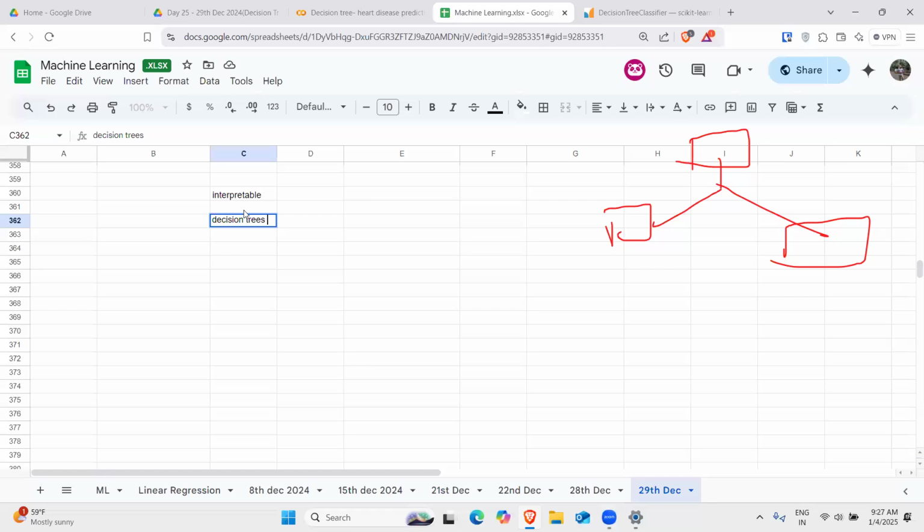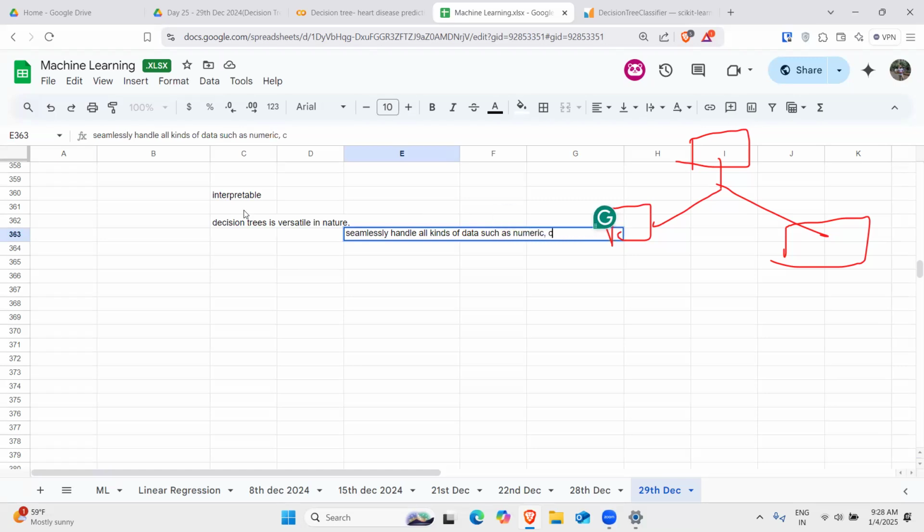Decision trees are versatile in nature. They do not assume anything specific about the nature of the attributes in a data set. A decision tree can seamlessly handle all kinds of data, such as numeric, categorical, strings, and Boolean, etc.